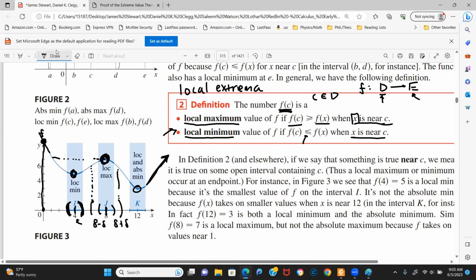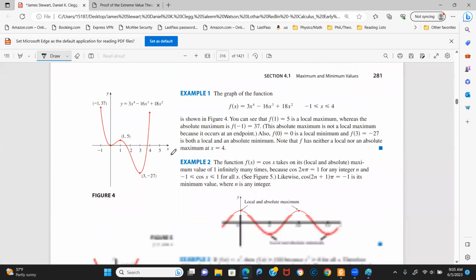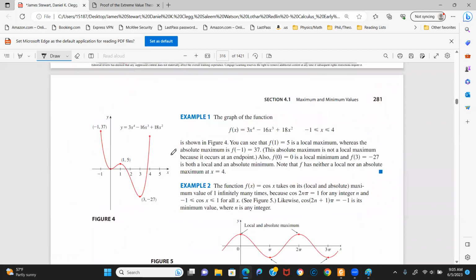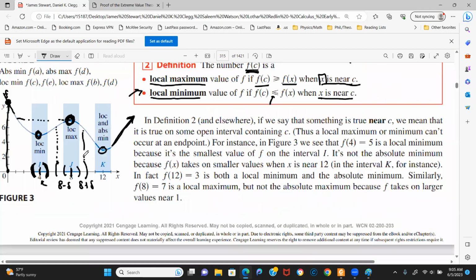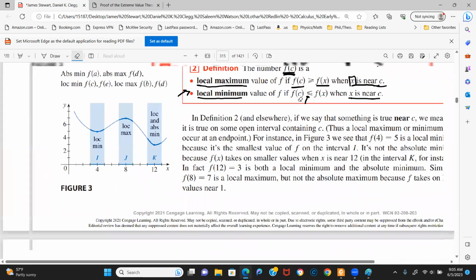So hopefully this distinction between absolute and local is clear, and hopefully the definition of local extrema is clear. All right, so let's look at this graph some more. I think this graph right here really contains basically everything we need to know.